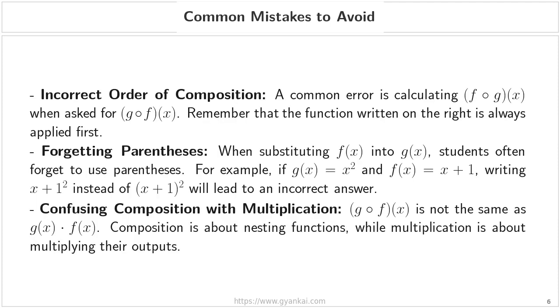Finally, it is crucial not to confuse function composition with multiplication. The notation g composed with f of x is not the same as g of x multiplied by f of x, as we discussed in our manufacturing analogy. Composition is about nesting functions, creating a chain where one output becomes the next input. Multiplication, on the other hand, is simply taking the two separate outputs and multiplying them together. Keep these three warnings in mind as we move forward to our final summary of the key takeaways.